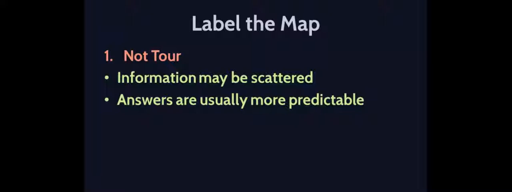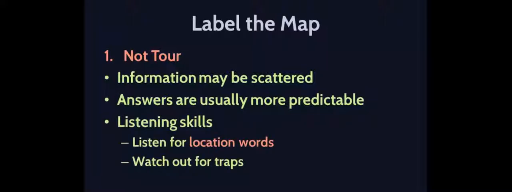And we want to listen for individual words or phrases and watch out for traps. In a not tour type, the information may be scattered. The answers are usually more predictable. And listening skills, we're listening for location words and we're watching out for traps. All right, let's do a practice.